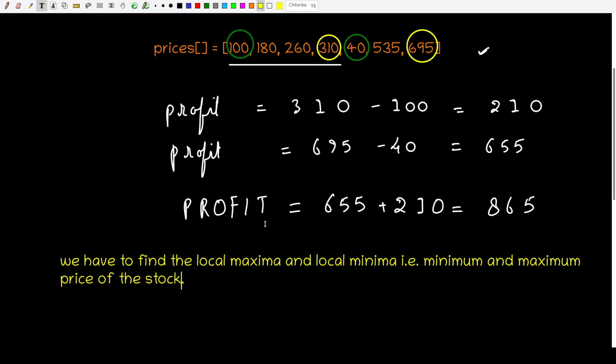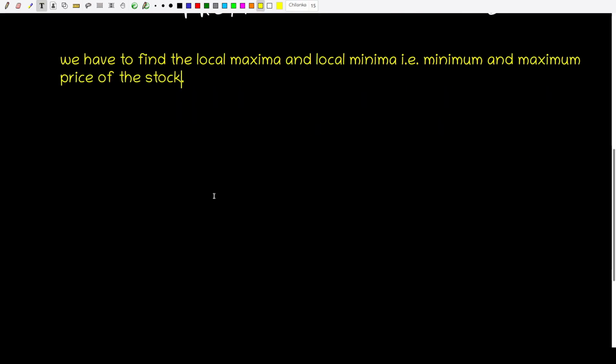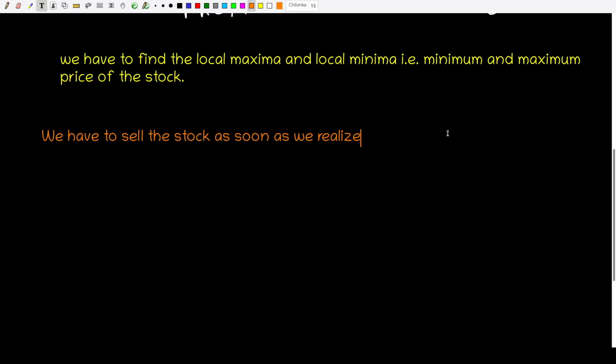A further optimization on the same solution is also possible. In this optimization, all we have to do is sell the stock as soon as we realize that we are making a profit. With this optimization, we don't really have to find the local maxima or minima. We just have to check whether we are in a position where we will make the profit, and at that point we are going to compute the profit.